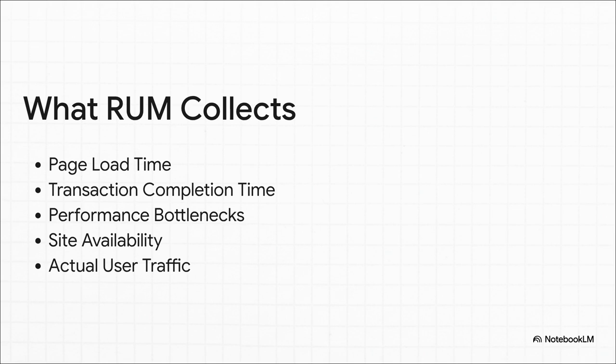You know, how long did the page actually take to load for that user in Sydney on a 4G connection? Did some weird JavaScript error just stop someone from clicking the buy button? RUM gathers all of this stuff, giving us a true, unfiltered picture of performance and where the real bottlenecks are.